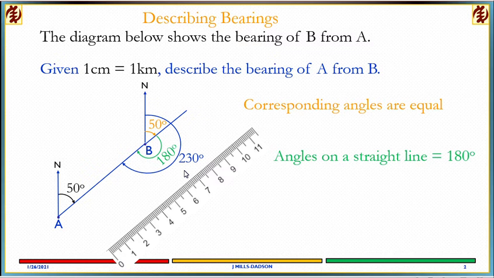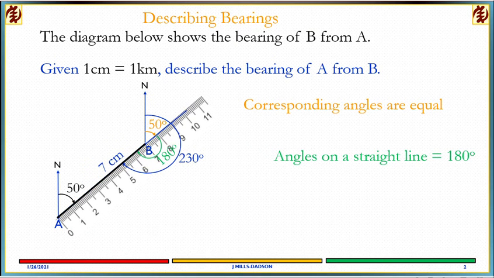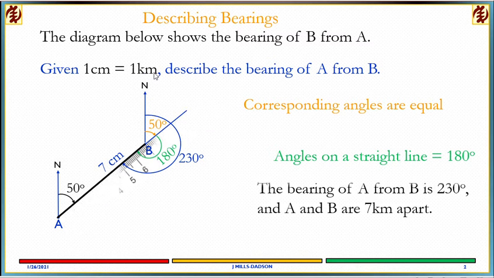We now know the bearing of A from B, but how far apart are they? We need to measure. And from the ruler, it shows that that's 7 cm, and 1 cm is 1 kilometer. So 7 cm will be what? 7 kilometers. So you need to include that in your bearing answer. So we say the bearing of A from B is 230 degrees, and A and B are 7 kilometers apart.